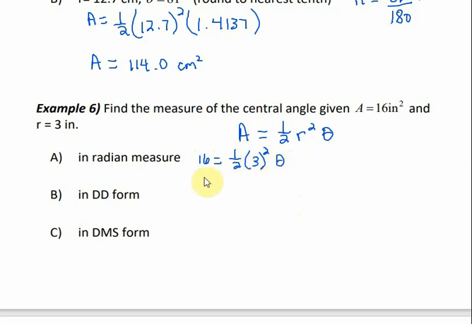Okay, so that would be 16 is equal to 9/2 theta, because 3 squared is 9, 9 times 1/2 would be 9/2. So then if I multiply by the reciprocal, if I multiply 16 times 2/9, that would be 32/9 is equal to theta. And that would be 3.5 repeating. Okay, so theta is 3.5 repeating. Okay, so that would be in radian measures.